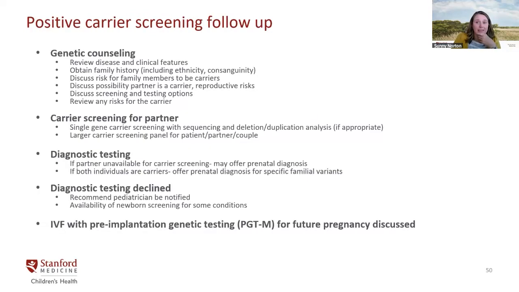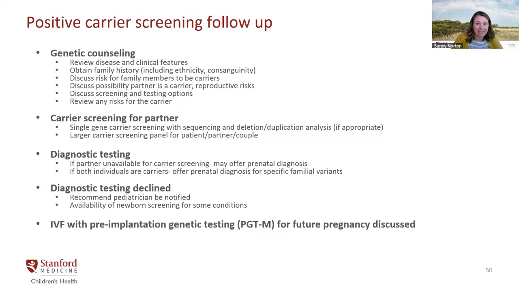If a patient has a positive carrier screening result, we review family history, disease and clinical features, discuss risks that family members might be carriers, and offspring might be carriers. If there's any risks to a carrier, we would review that, and we would offer carrier screening for the partner. We would offer them single gene carrier screening or the full panel. If a partner is not available for carrier screening, or both individuals in the couple are found to be a carrier, then we would offer prenatal diagnosis for the specific variants that we've identified.